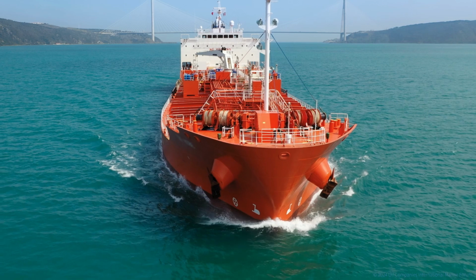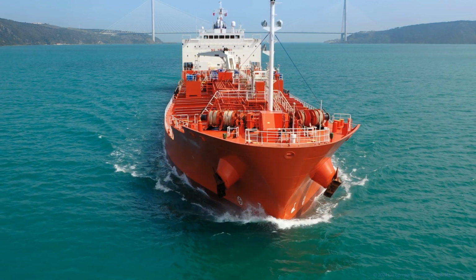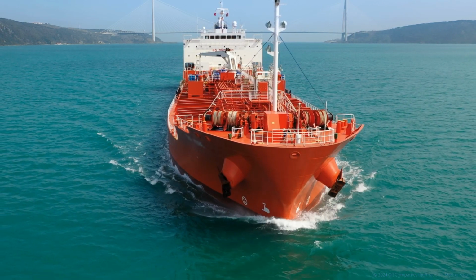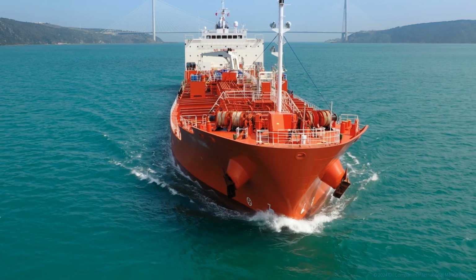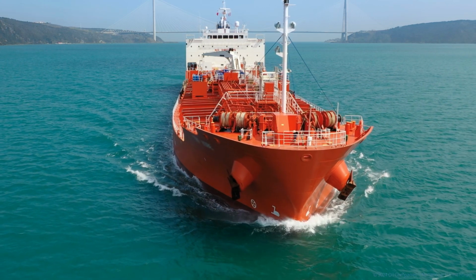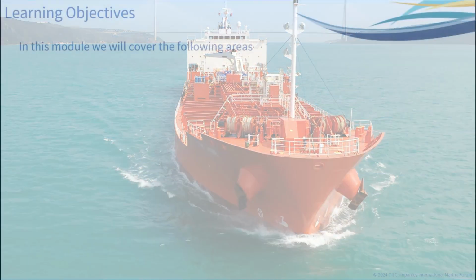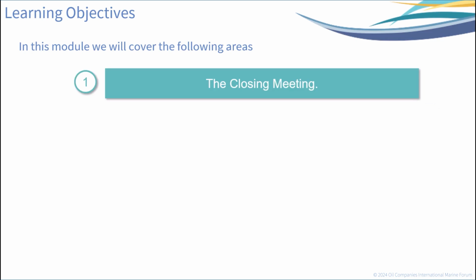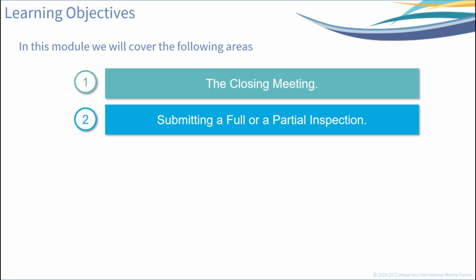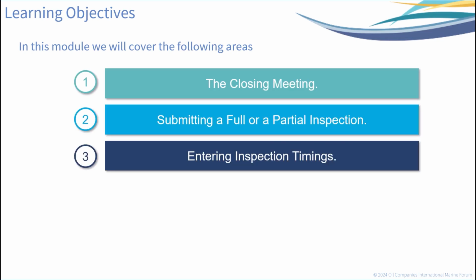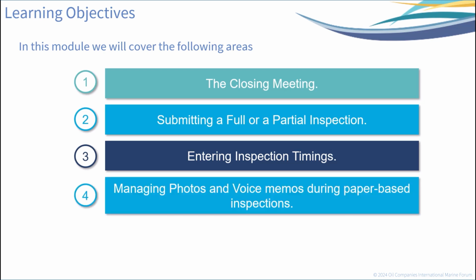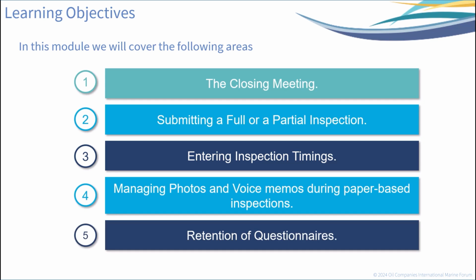Welcome to the 8th module of technical training videos on the conduct of the SIRE 2.0 inspection program. This video is the 4th in the series for Module 8 and provides an explanation of the processes for paper-based contingency inspections. In this video, we will cover the following areas: the closing meeting, submitting a full or a partial inspection, entering inspection timings, managing photos and voice memos during paper-based inspections, and the retention of inspection questionnaires.